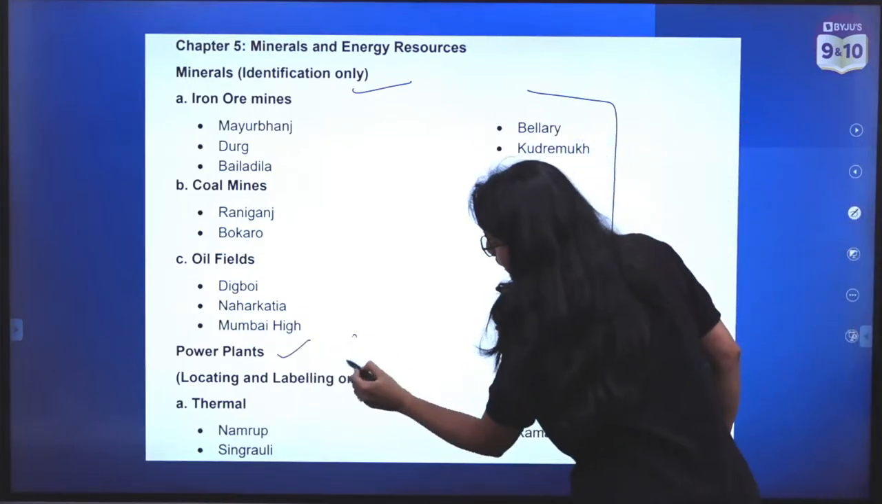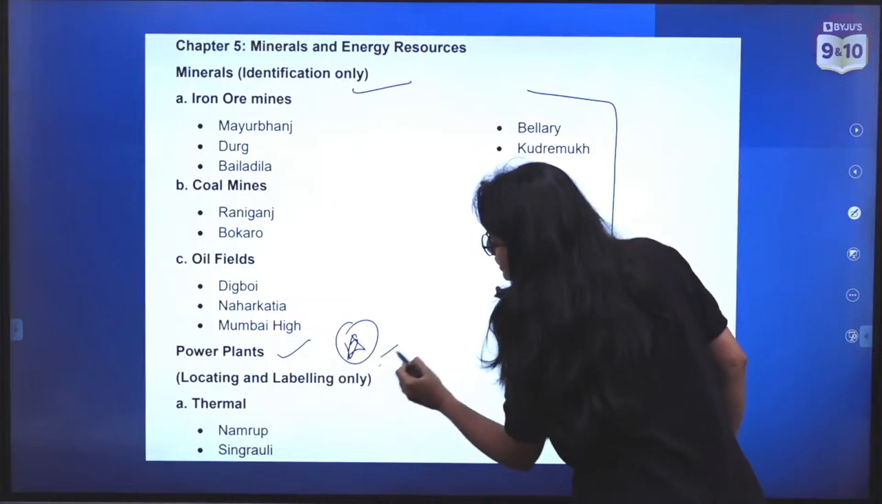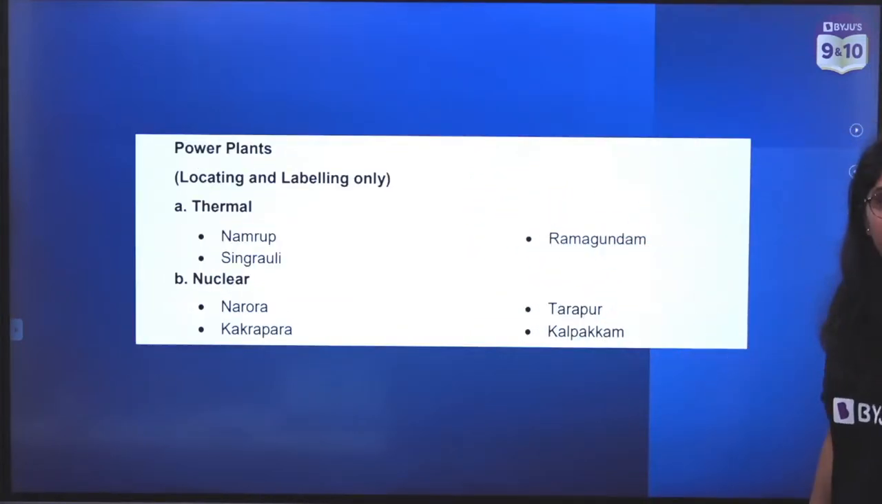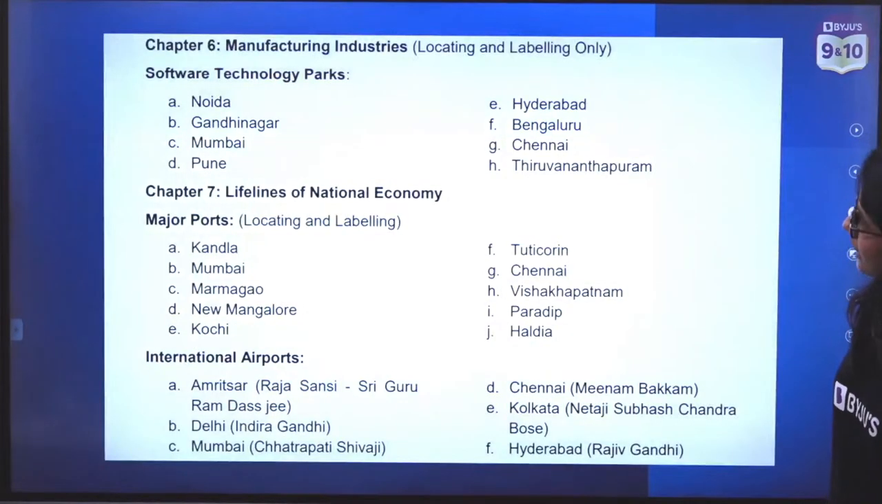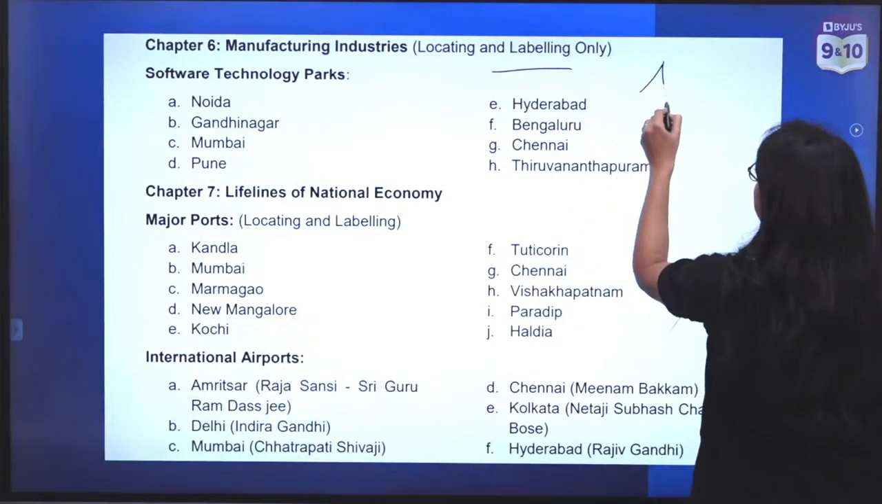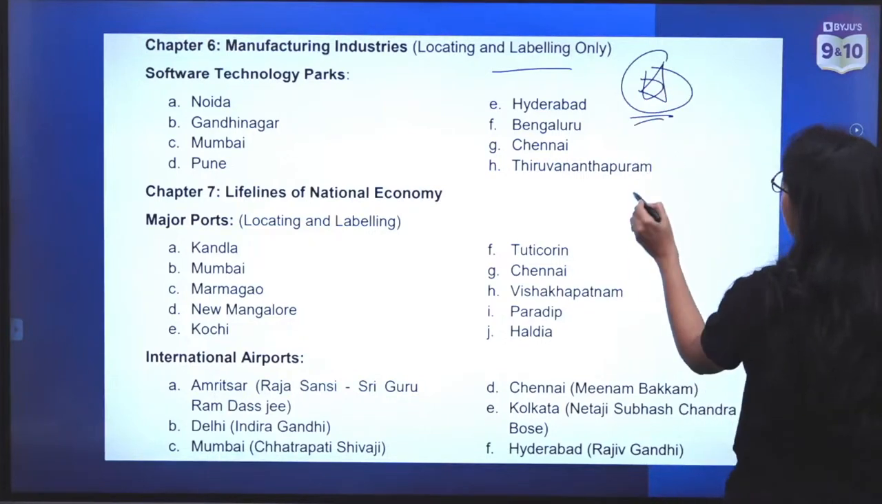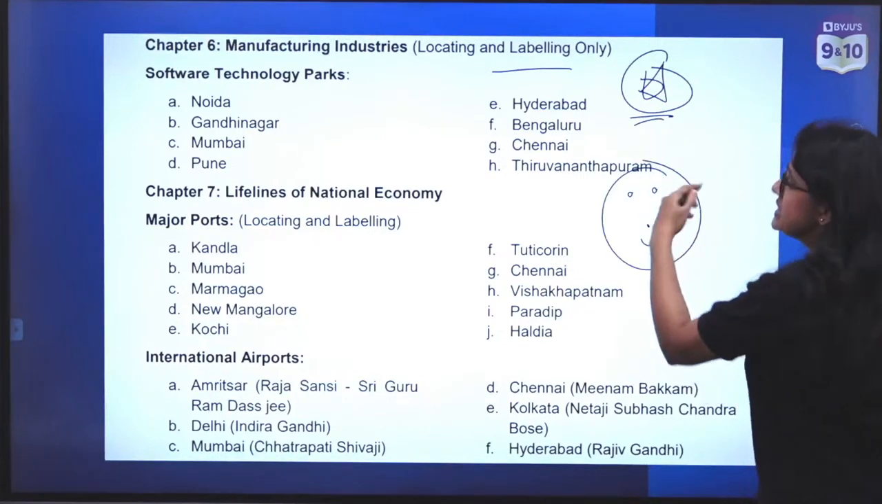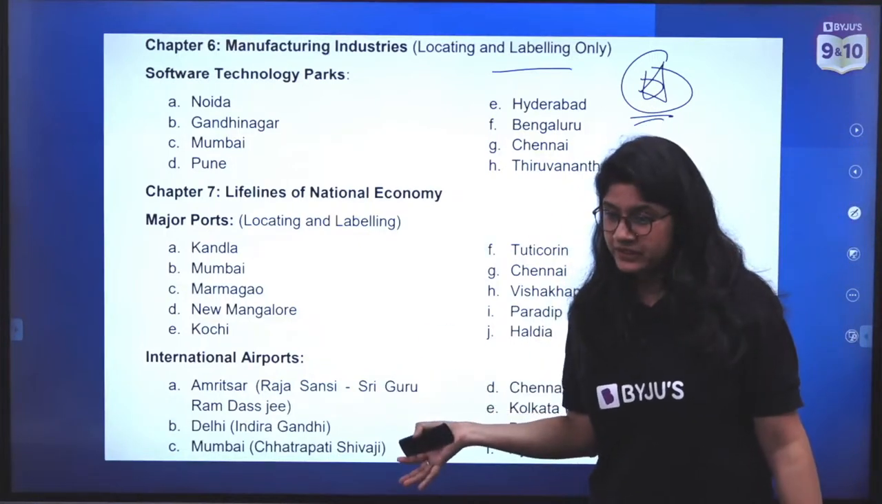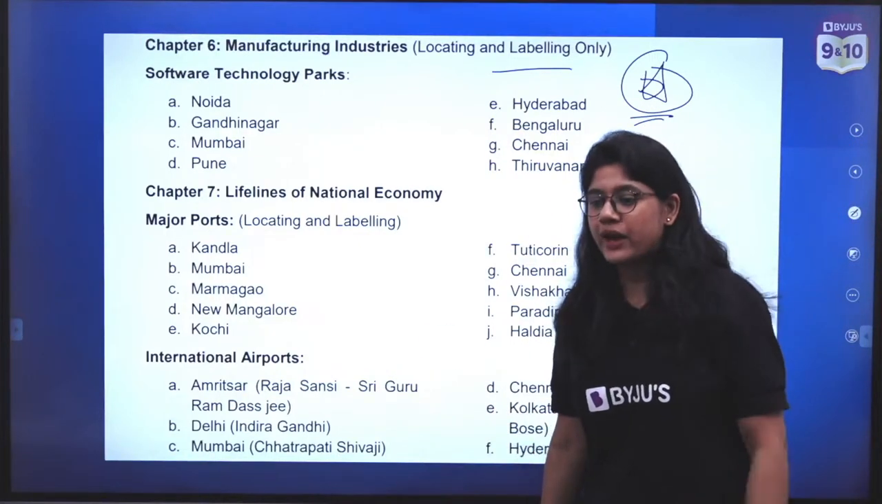Power plants, again important, where you have to label something. Then of course these are the important things, labelling and locating them. And here comes the end, which is just the easiest. This is the easiest of all. It is very easy, because here you only have to mark cities, dams and international airports. Yes, very good everyone.